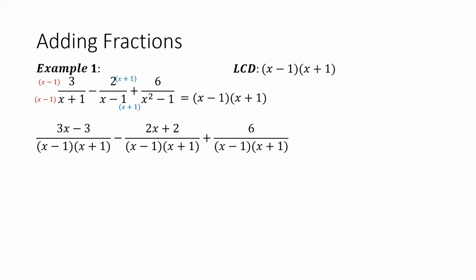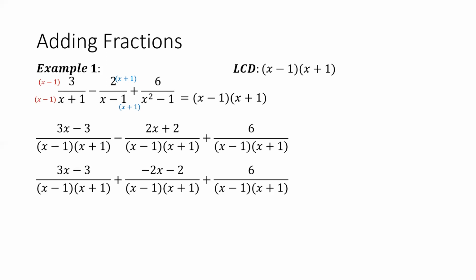And now I just have to be careful. I'm going to add all of my numerators, but I have a negative in front of my second fraction. So I'm going to subtract both of those terms, or multiply both of those terms by -1. Now that I've gotten past that step, I can go ahead and add all of my numerators together. 3x minus 2x gets me x. -3 minus 2 plus 6 gets me 1.